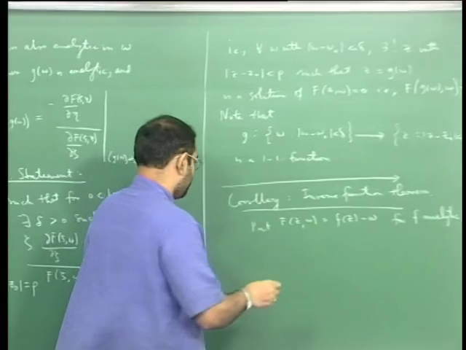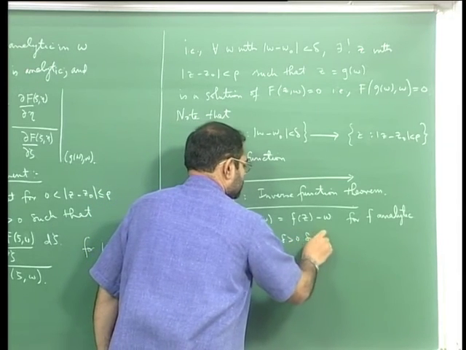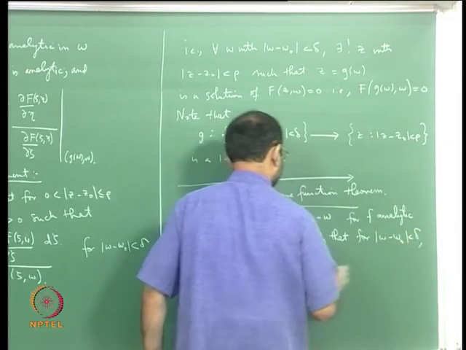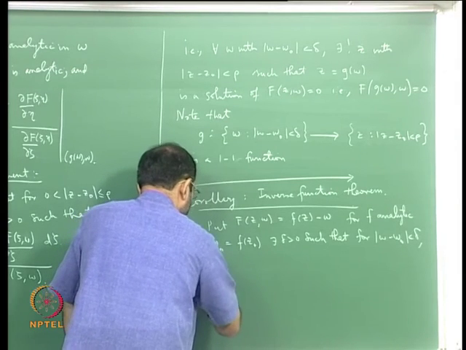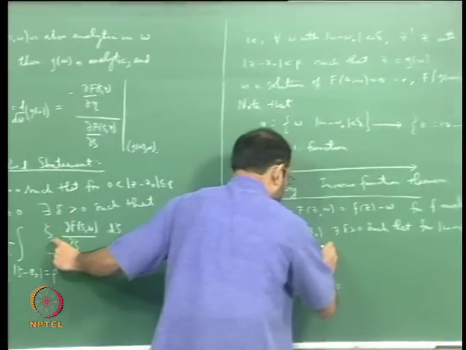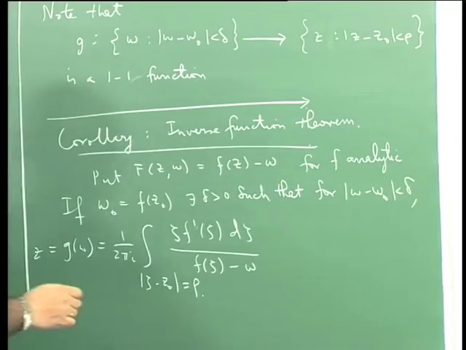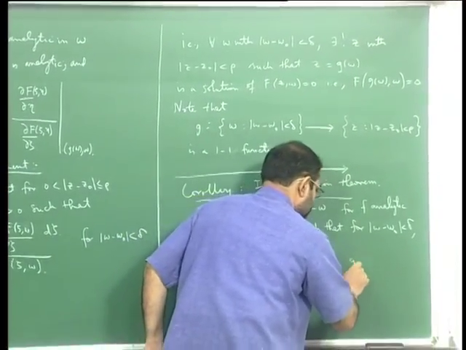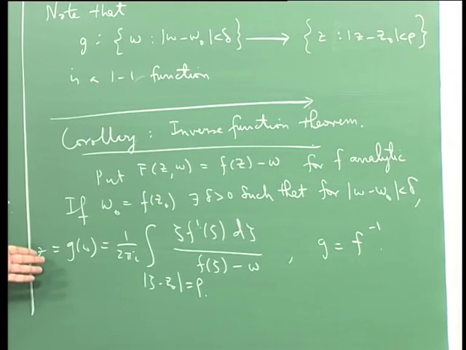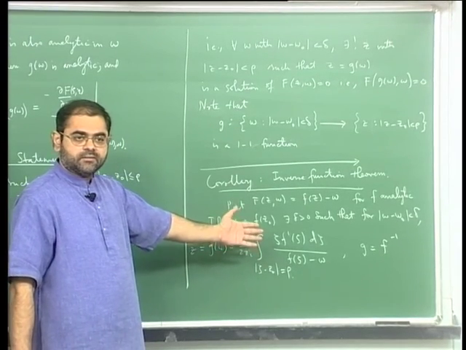So in particular, you will get that if w naught equal to f of z naught, there exists delta greater than 0 such that for mod w minus w naught less than delta, g of w will be given by 1 by 2 pi i integral over mod zeta minus z naught equal to rho. And if I plug in here, I will get zeta f dash of zeta d zeta by f of zeta minus w, which, if you recall, was the formula that we got for g, which is actually f inverse. Okay, so this is the formula that we derived for the inverse function in the inverse function theorem, and we get a formula for the inverse function theorem also as a corollary of the implicit function theorem.